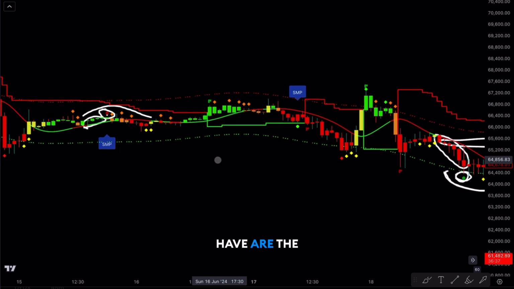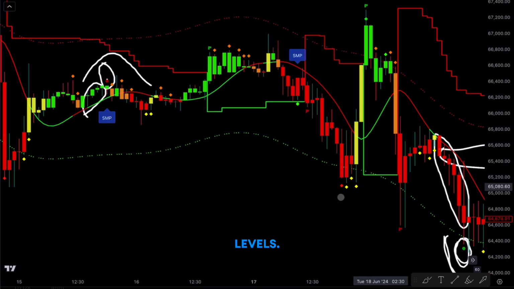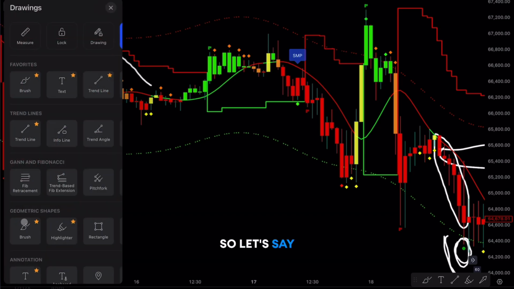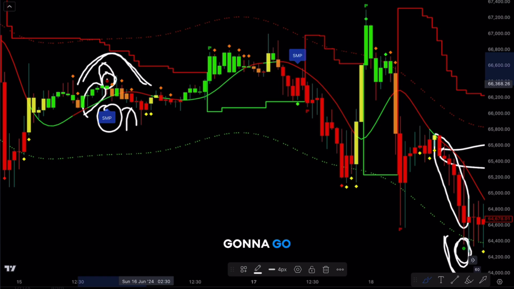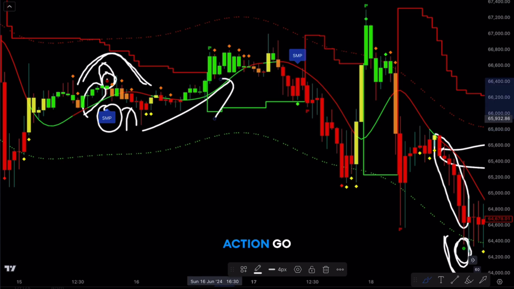And we also have the strong market pressure levels. So let's say we have strong market pressure up, but we have the bearish reversal with the red circle, so price is going to go down. In the upcoming momentum, we will see the price action go up.